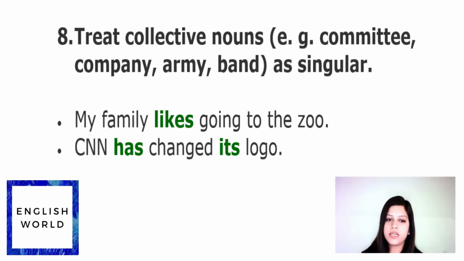Eighth one, treat collective nouns, that is a committee, company, board of directors, as singular. Collective nouns are those nouns which are made up of small units of the same type categorized as one. For example, you can say an army of soldiers, a band of musicians. So these are collective nouns. So collective nouns are considered as singular noun.